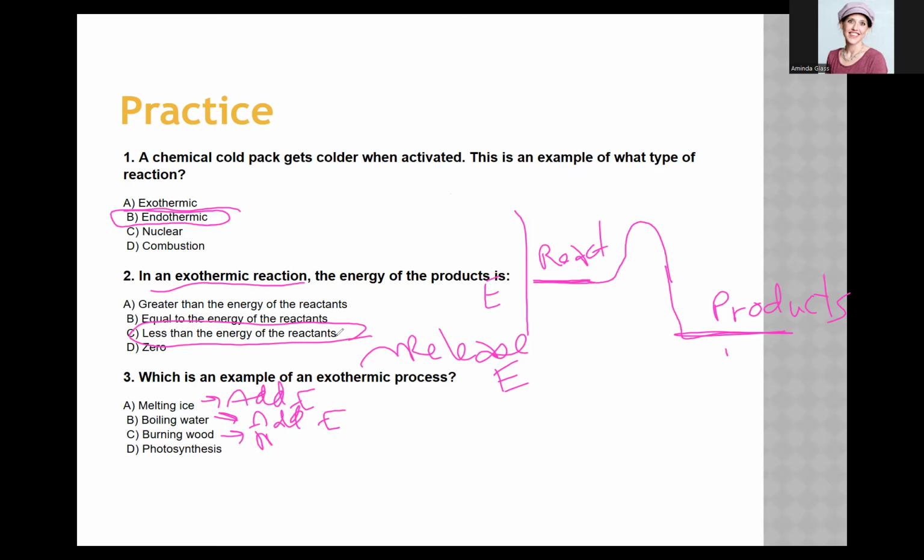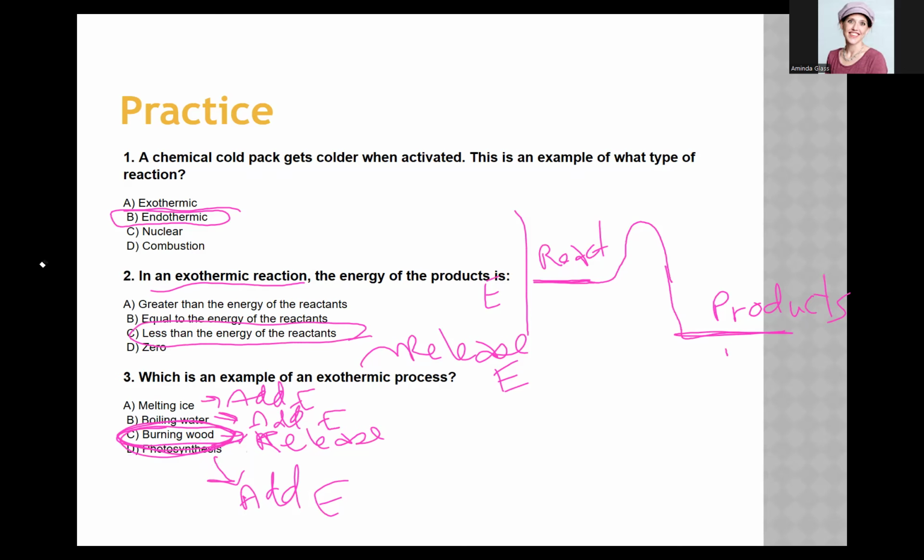So this one is releasing more energy. And then photosynthesis, you use the sunlight for energy. So this one is also endothermic. But burning wood releases much more energy than that activation energy of added heat to get it going. So you are releasing much more energy than what you are adding in with the burning wood. So that one is your exothermic process.